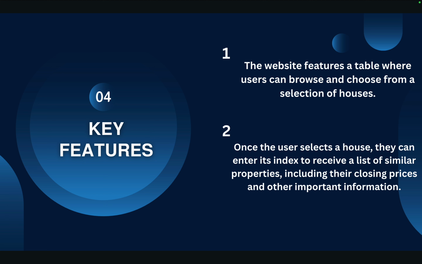The two key features of this website are that it has a table where users can browse through or choose from a selection of houses, and once they choose, they can enter the index and they'll receive a recommendation of houses based on the characteristics of the house they chose, along with the closing price and other important information for proper appraisal.